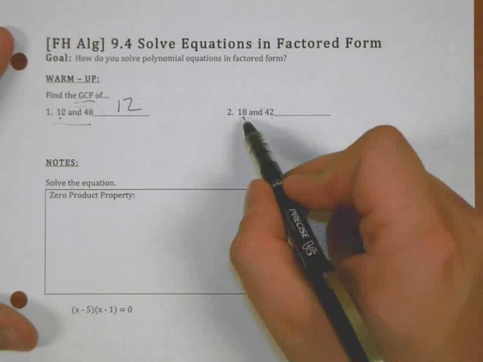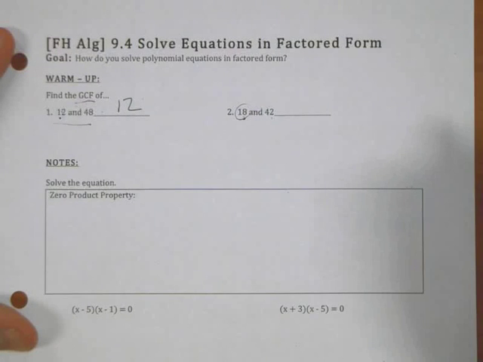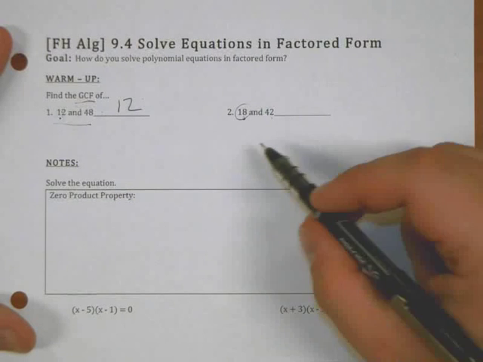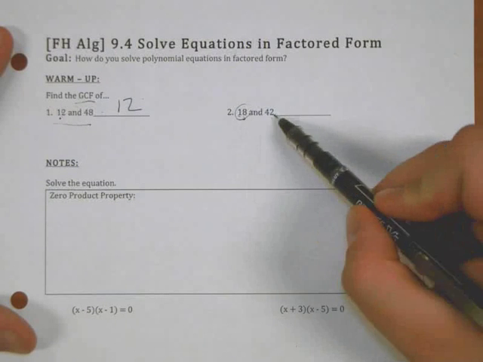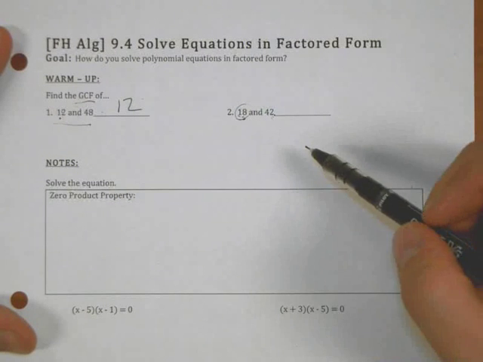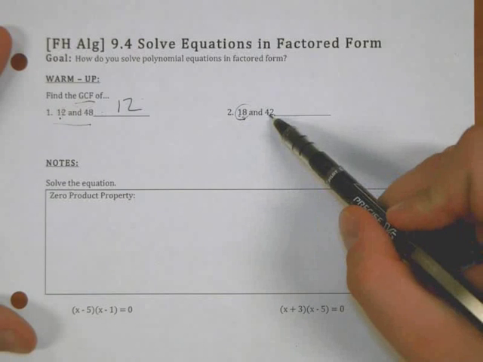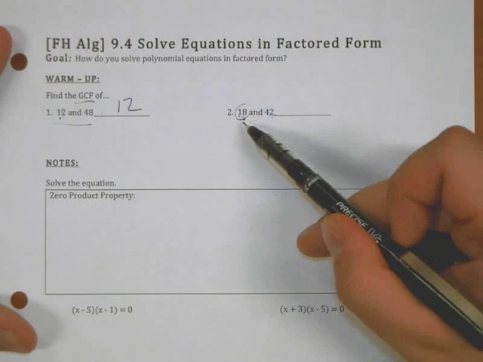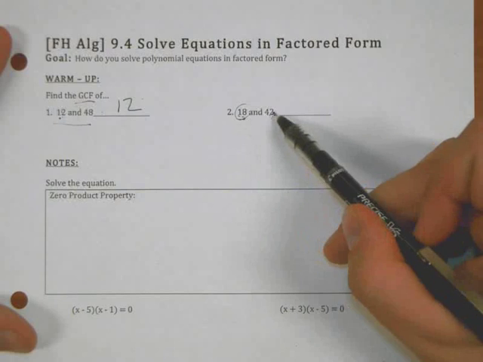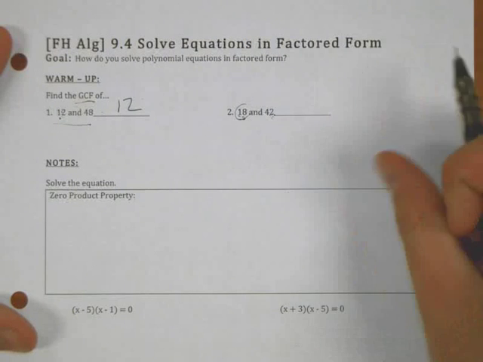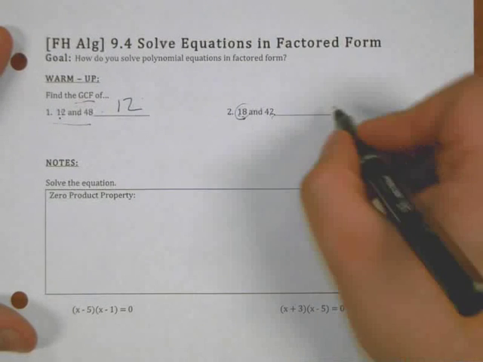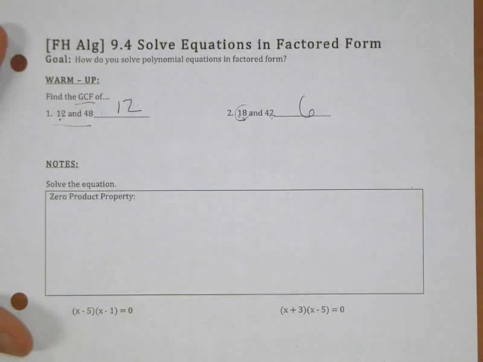Between 18 and 42, I like to look at factors of the smaller number and see if they go into the bigger one. So 2 goes into both. 3 goes into both. The next one is 6, which goes into both. The next largest factor of 18 is 9. 9 does not go into 42. And then the next largest number is 18, and 18 does not go into 42. So the biggest number on our list was 6.